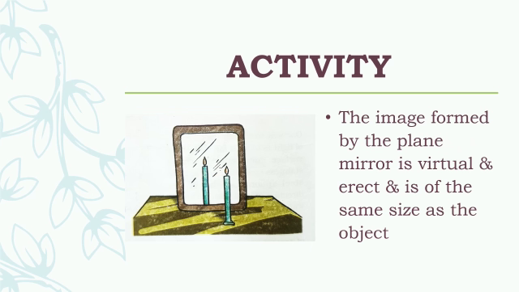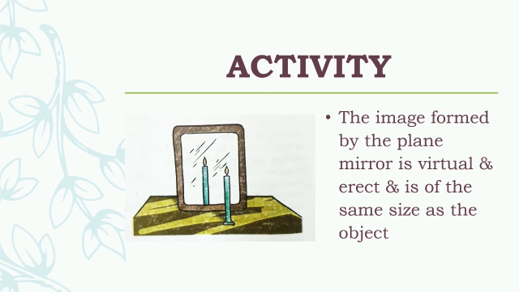Now children, we will study one more activity which shows that the image formed by a plane mirror is virtual and erect and is of the same size as the object. Now for this you require to take a lighted candle and place it in front of the plane mirror. Children, as you see here in the picture. Now try to see the flame of the candle in the mirror.